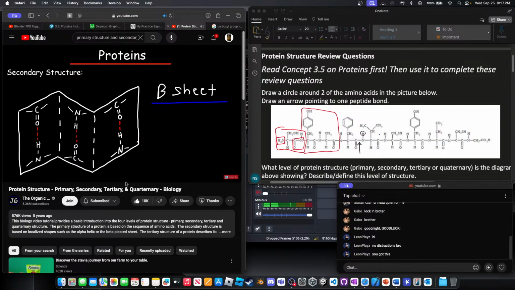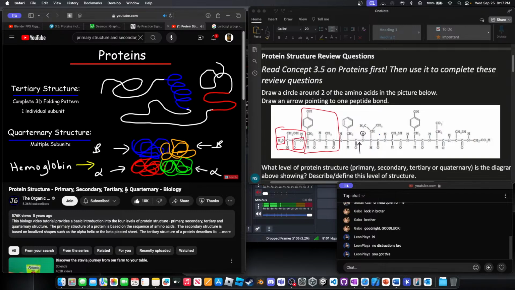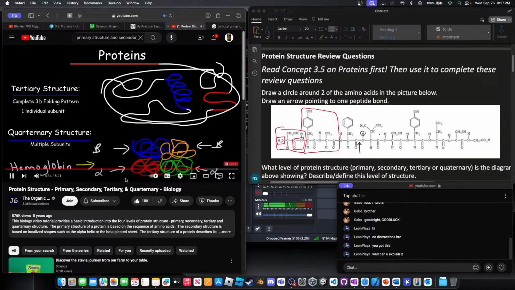Now here is a visual illustration of the beta pleated sheet. Just like the alpha helix, it too is stabilized by hydrogen bonds between the carbonyl group of one amino acid and the NH group of another amino acid. Next up, we have the tertiary structure, which represents the 3-dimensional complete folding pattern of the protein. And so here's a visual illustration of it.